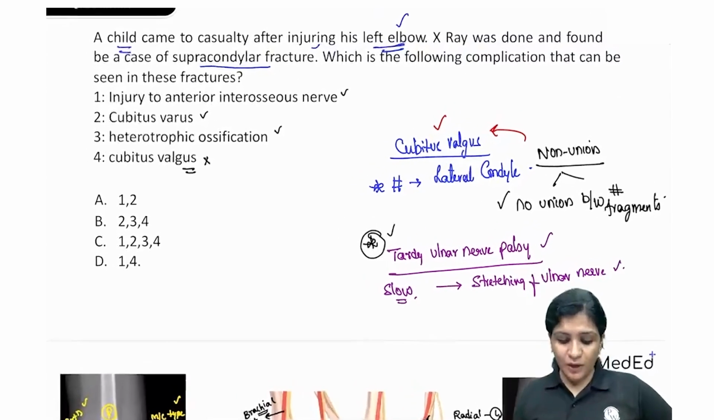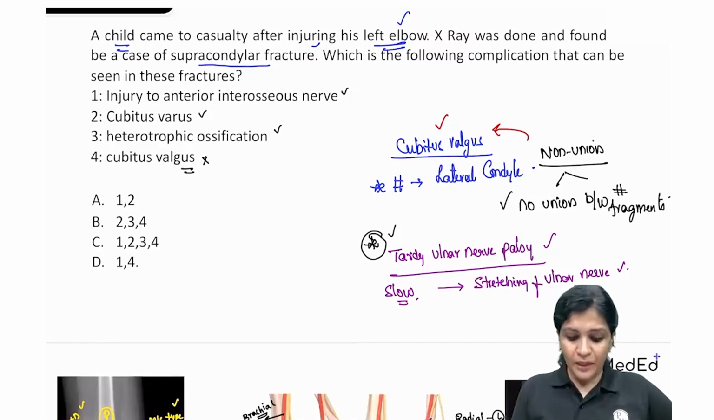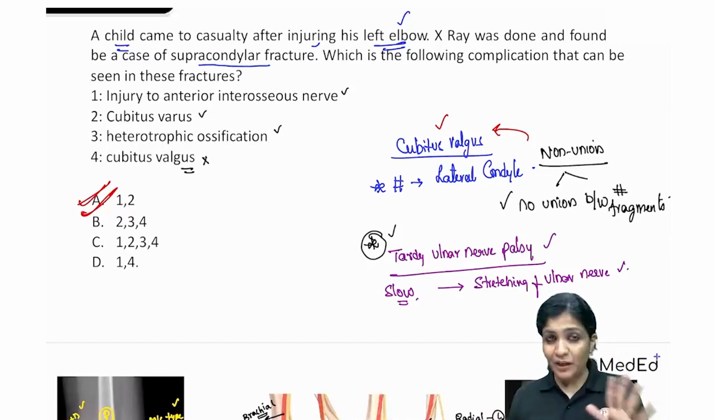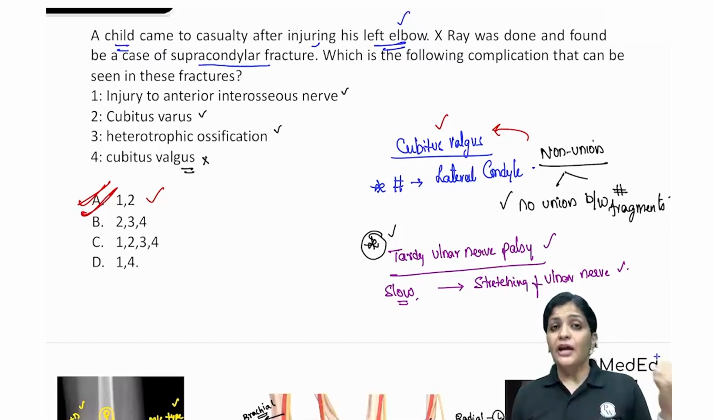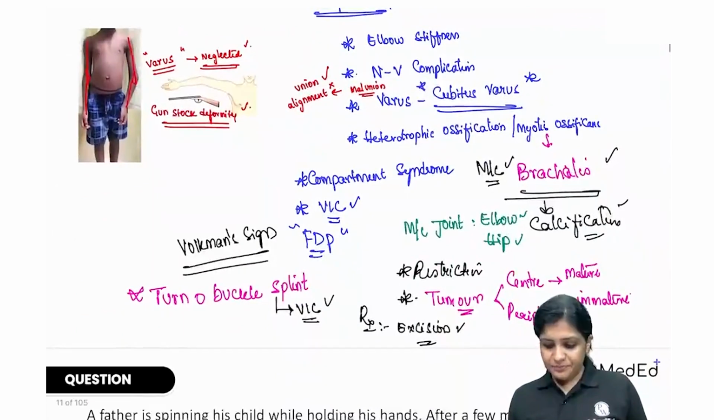Here 1, 2, 3 is correct, but we don't find an answer which considers 1, 2, 3. Hence we go for 1 and 2. Sometimes the questions might be asked like this also. You will not keep on searching for 1, 2, 3. You are sure that 1, 2, 3 is not present, then go for 1 and 2, right? So 1 and 2 is the answer. The injury to the interosseous nerve and the cubitus varus are the two important complications expected in case of your supracondylar fracture humerus. So that's it for the supracondylar fracture.